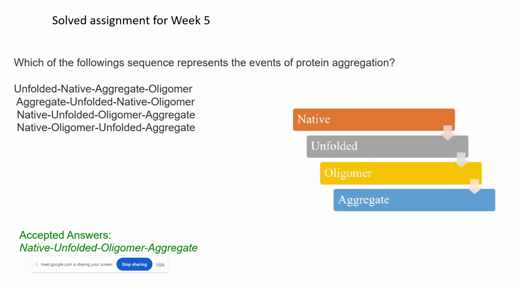So this was the first question. Which of the following sequence represents the event of protein aggregation? Did you answer this one? Native, unfolded, oligomer, and aggregate? Yes. So this is the correct answer. Usually the protein would be in the native state, but due to some external factors, it will get converted into unfolded, and then it will form oligomers and become an aggregate.